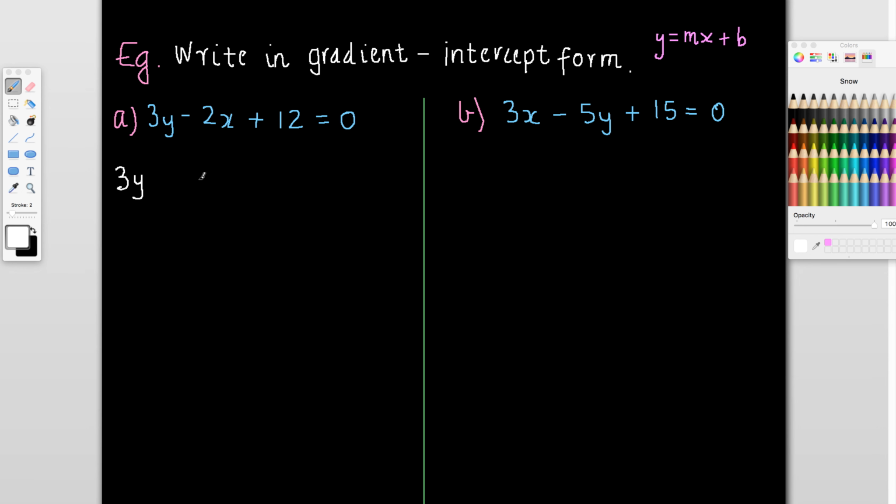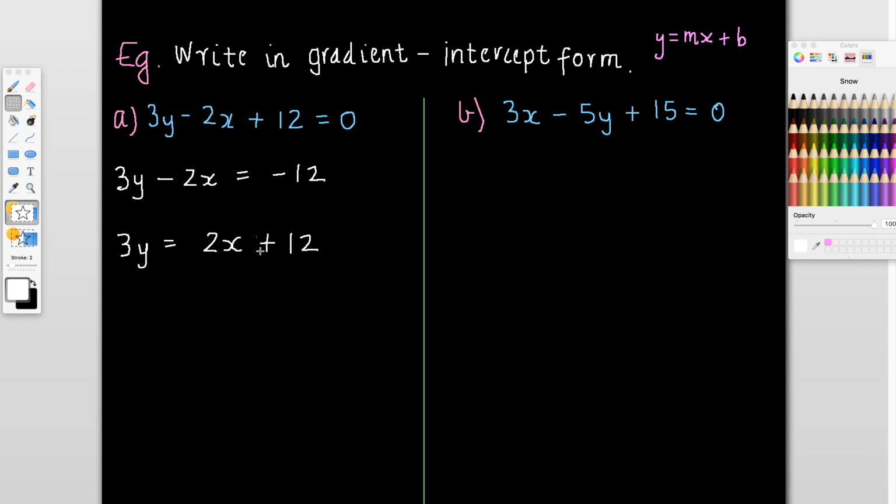So you can do this in one step if you want. I'll do it in 2 here. 3y minus 2x, my first step, I've subtracted 12 from both sides. Next step is I'm going to add the 2x to both sides. So 3y equals, I'm just going to, now I've put a positive when I wanted a negative, so I'll just fix that up. And finally, I'm going to divide both sides by 3.